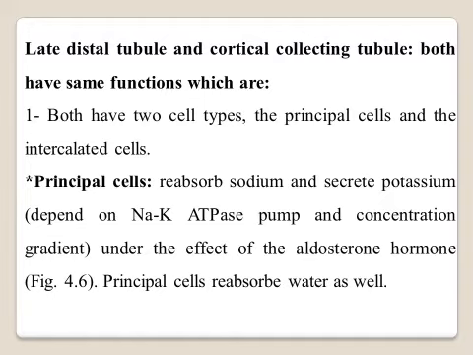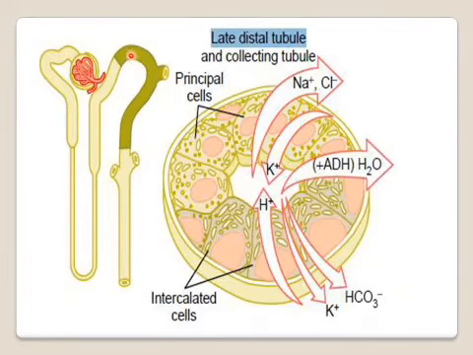So principal cell reabsorbs water as well. This is the late distal tubule and collecting tubule. This is the principal cell. This is the intercalated cell. See, and the principal cell will be reabsorption of the sodium and the chloride and secretion of the potassium, and at the intercalated cell will be secretion of the hydrogen ion and reabsorption of the bicarbonate and potassium. At the late distal tubule and collecting tubule will be reabsorption of water under the effect of the antidiuretic hormone.